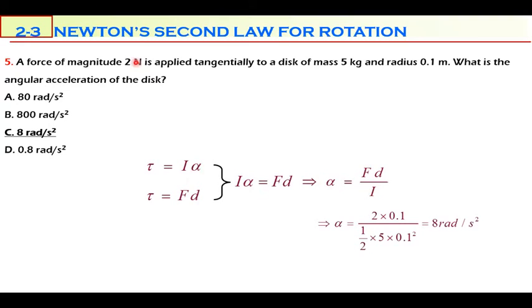F is given as 2 Newton. Distance is, of course, the radius of the disk, because the radius of the disk is the moment arm or lever arm, which is 0.1. So 2 times 0.1. And the disk's moment of inertia equation is 1 over 2 m r squared. M is given as 5, r is 0.1 but squared, put into brackets. So the answer will be 8 radian per second squared. It is not a very difficult question, but it is a frequently asked question in the Ministry exam. So definitely learn this.